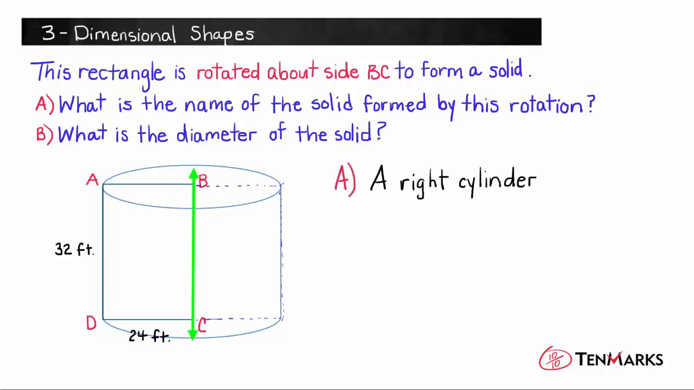For the second part of the question, what is the diameter of the solid? Well, the diameter is going to be twice the width of the rectangle we started with. That gives us 24 plus another 24, or 48 feet for the diameter of our solid.